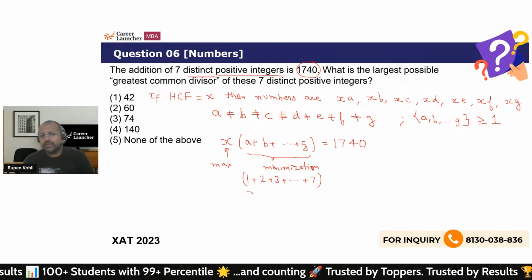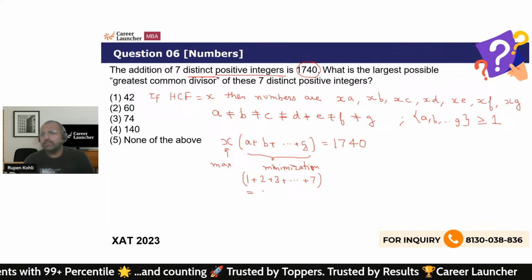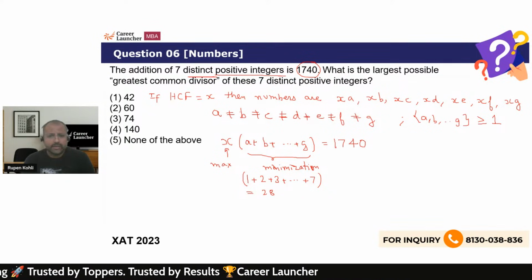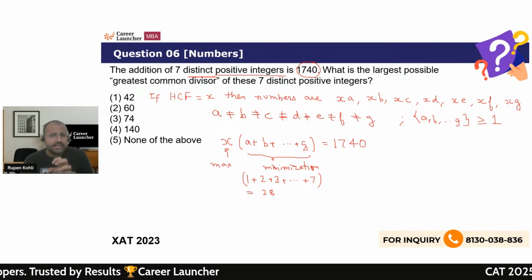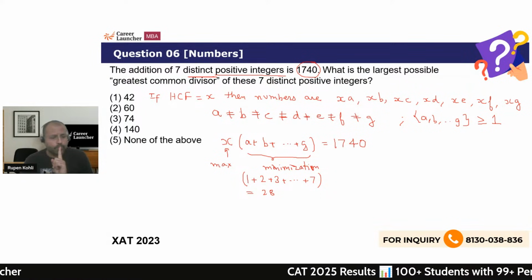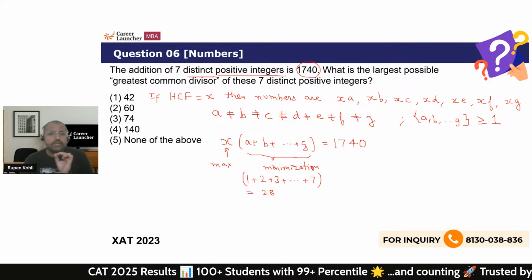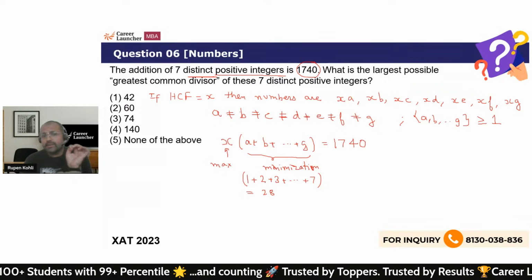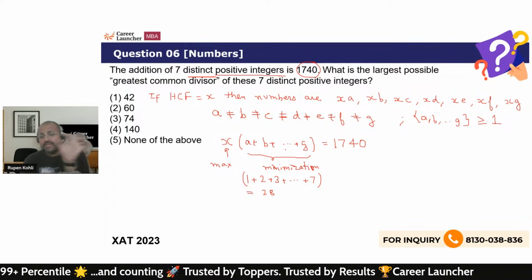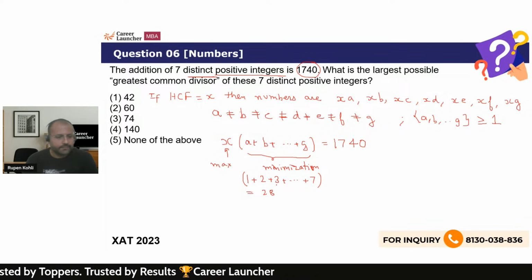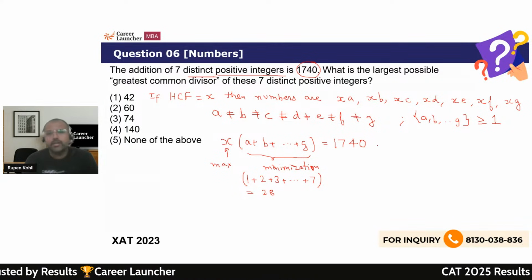Let's first of all calculate this. We know this is 7 into 8 by 2, so 7 into 4, 28. Now, is 1740 divisible by 28? Well, 28 has 7 in it, but 1740 is not divisible by 7 because 14 and then 34. No. So we need something else. We need to split this number, find its factors, and assign values to a, b, c, d, e, f, g whose sum is at least 28. Right? So let's do this splitting.